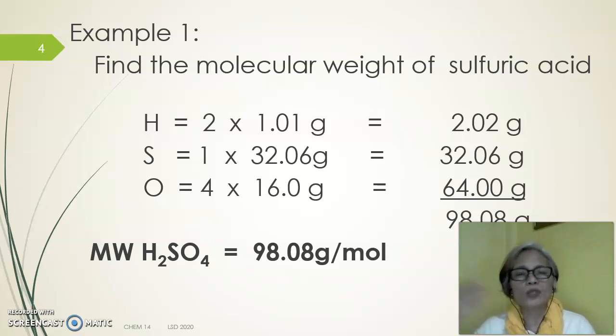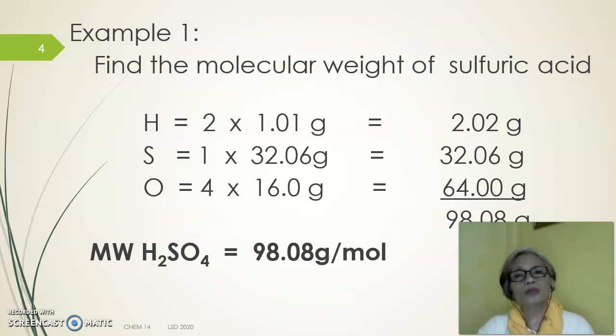Okay, so how did we define molecular weight? It's just the sum of the mass of each element present in the formula. So in the formula, we have 2 atoms of hydrogen, 1 atom of sulfur, and 4 atoms of oxygen. We just have to multiply each element by its corresponding atomic weight, which is data from the periodic table.